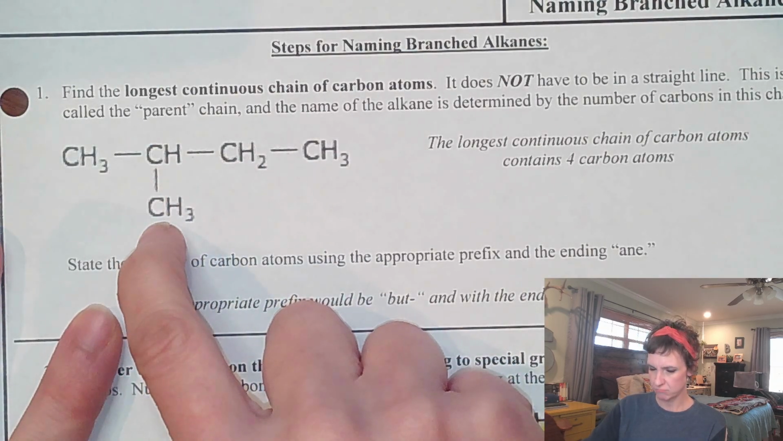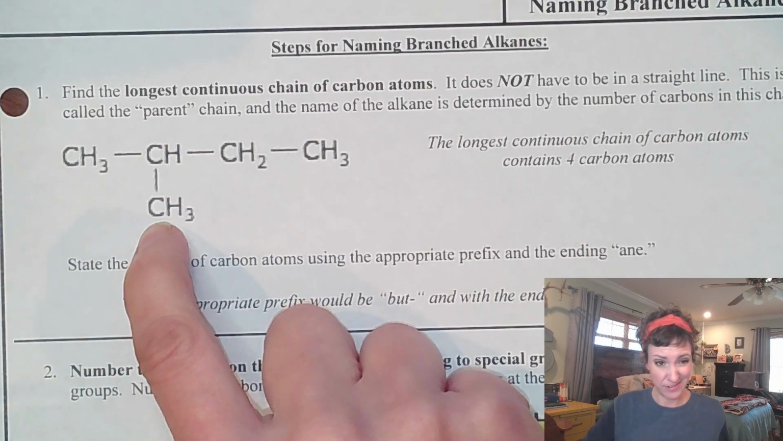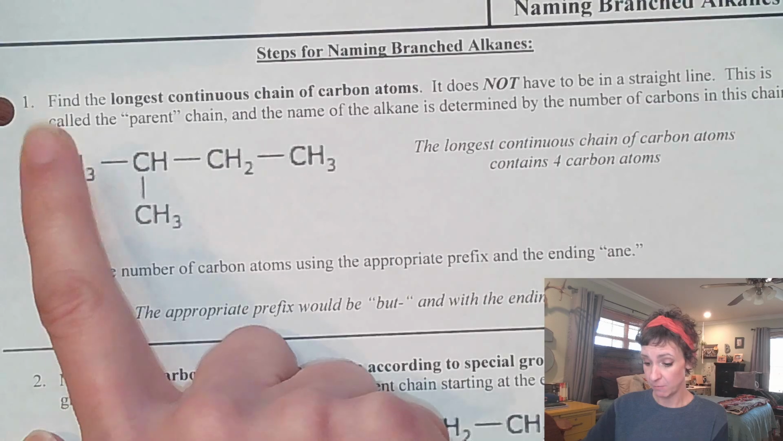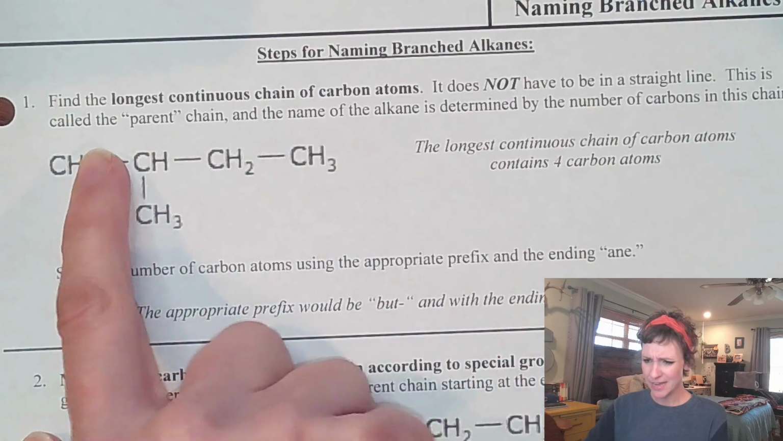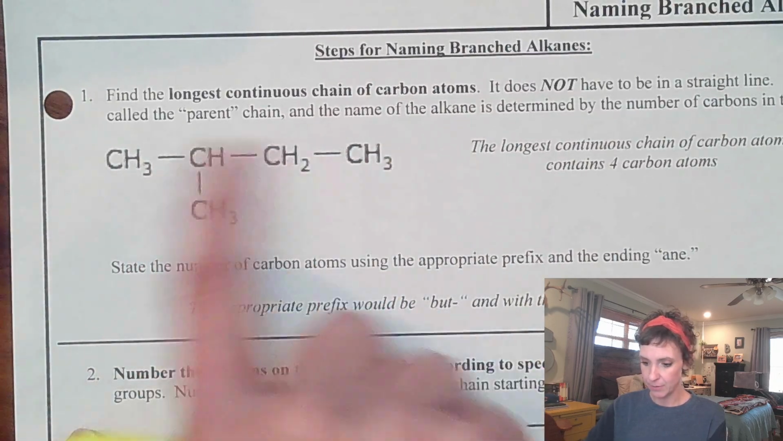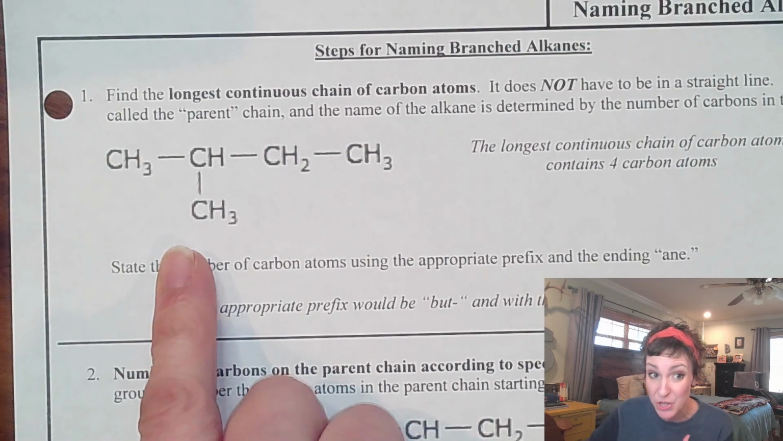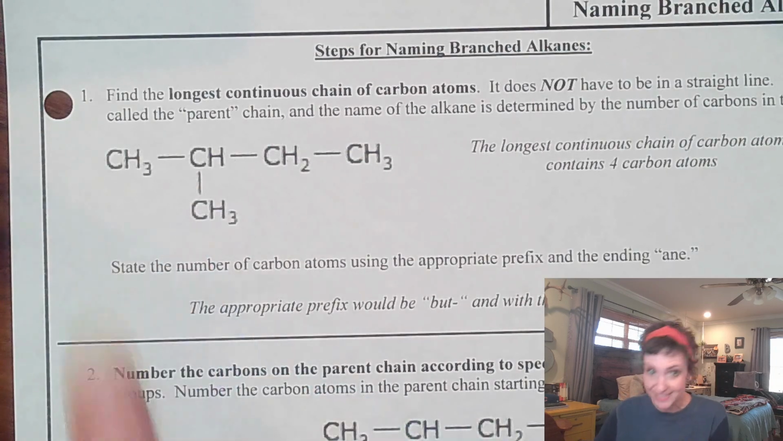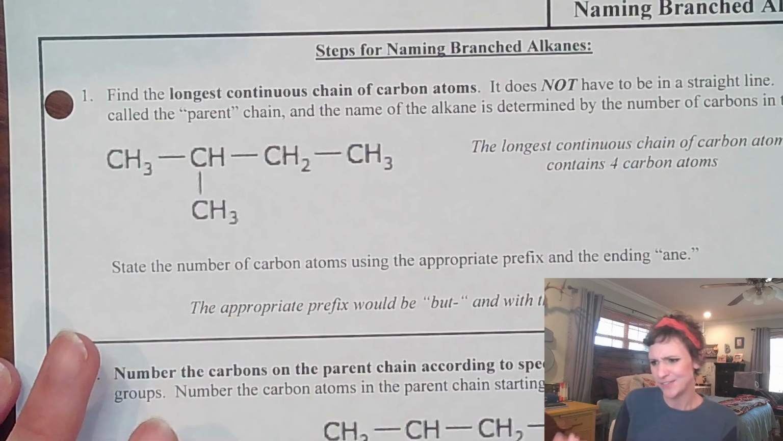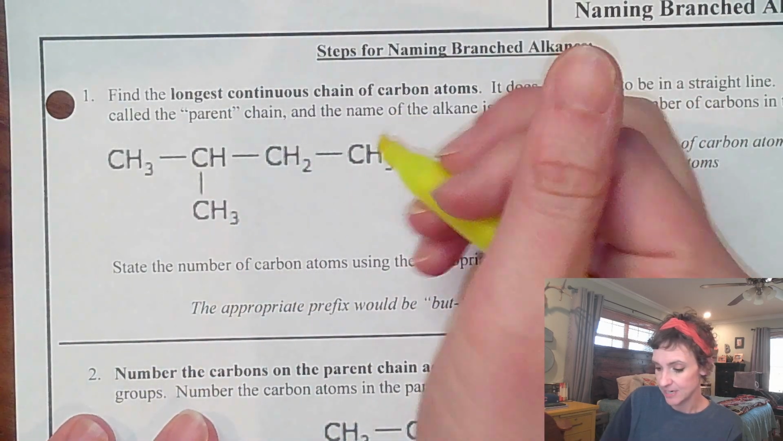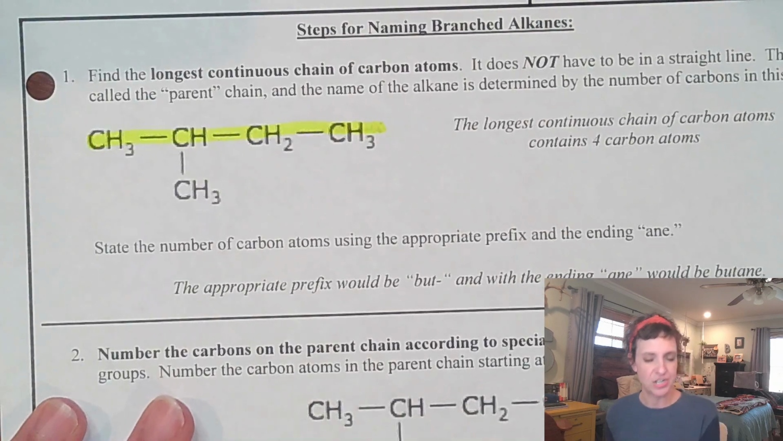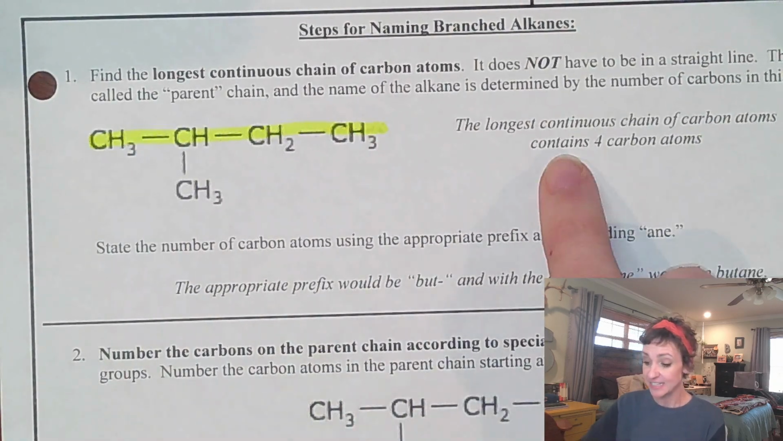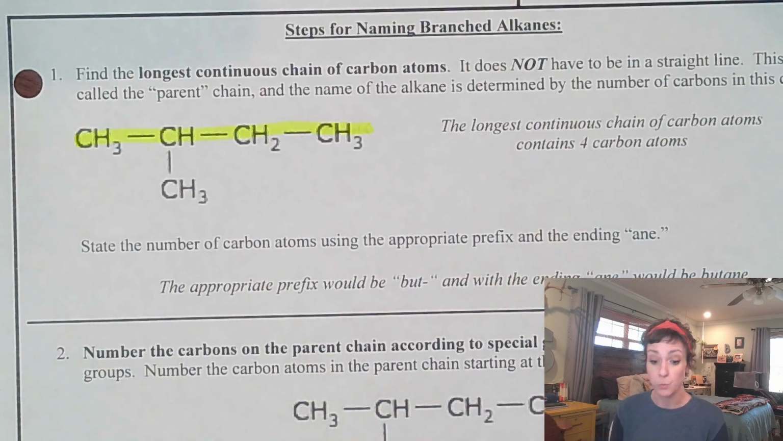I could also go 1, 2, 3, 4. Those are the same. Is there another option of a chain that I can find? Sure, I can go this way. 1, 2, 3. So that's definitely not it. So now I have two possibilities of the longest chain, both being 4. It does not matter which one you pick because the naming will be the same, I promise. So let's go ahead and just since this is our first example, let's not do anything a little bit too visually freaky. Let's do, yep, there's our parent chain. So we've highlighted our parent chain. It says the longest continuous chain of carbon atoms will contain 4 atoms.